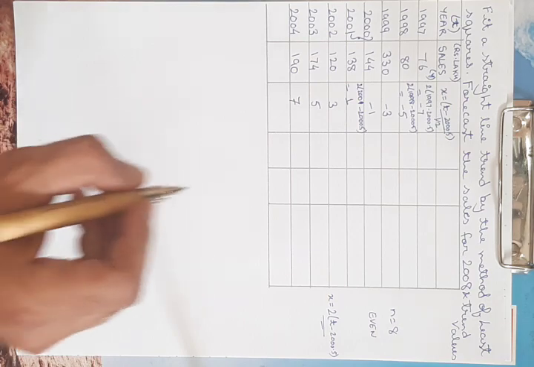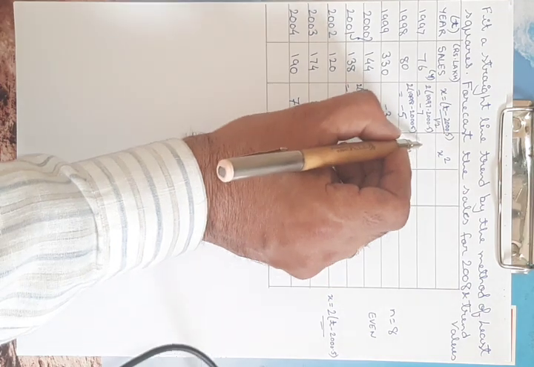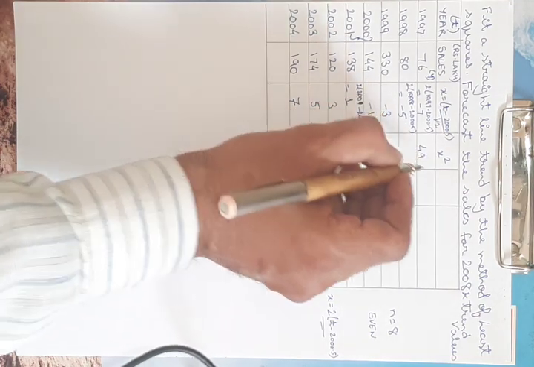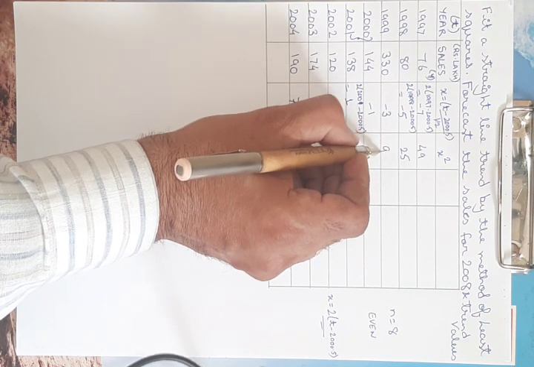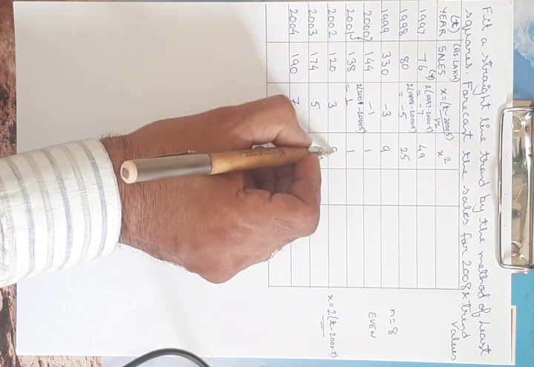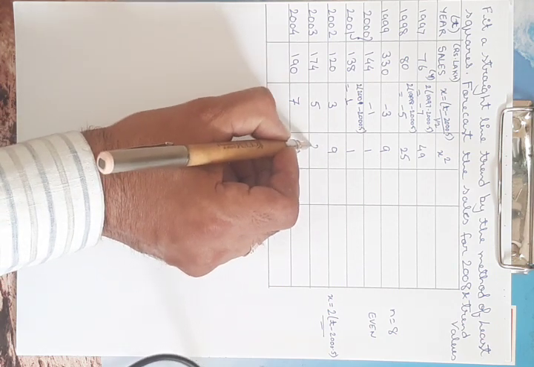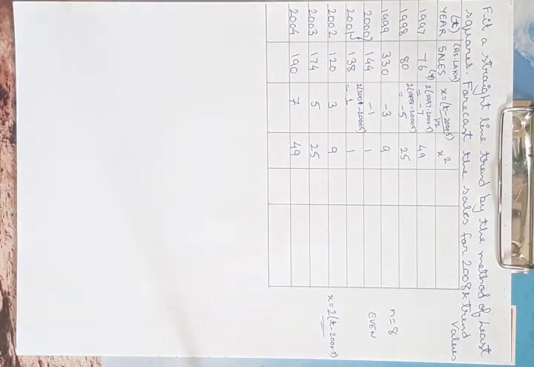Now we need to find the value of x square in the next column. Minus 7 square is 49, minus 5 square is 25, minus 3 square is 9, minus 1 square is 1, 1 square is 1, 3 square is 9, 5 square is 25, and 7 square is 49.